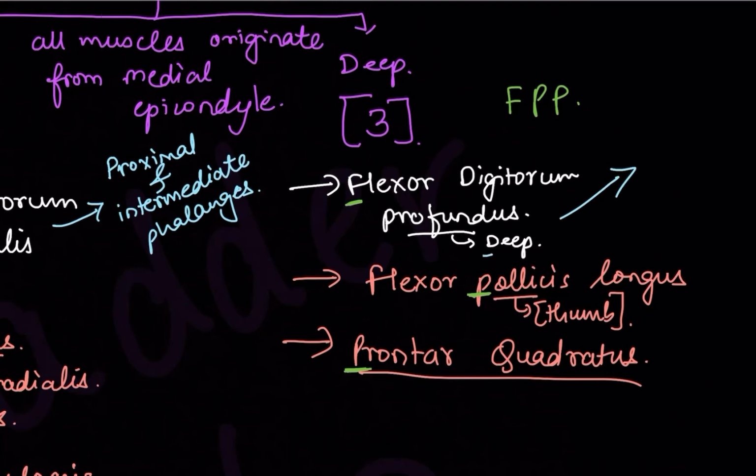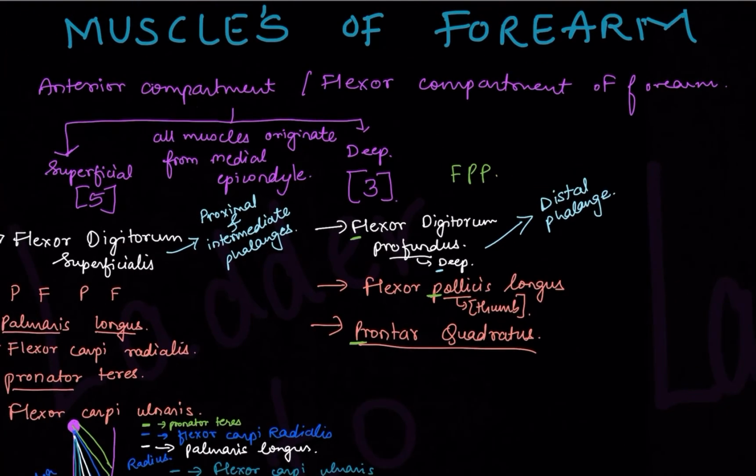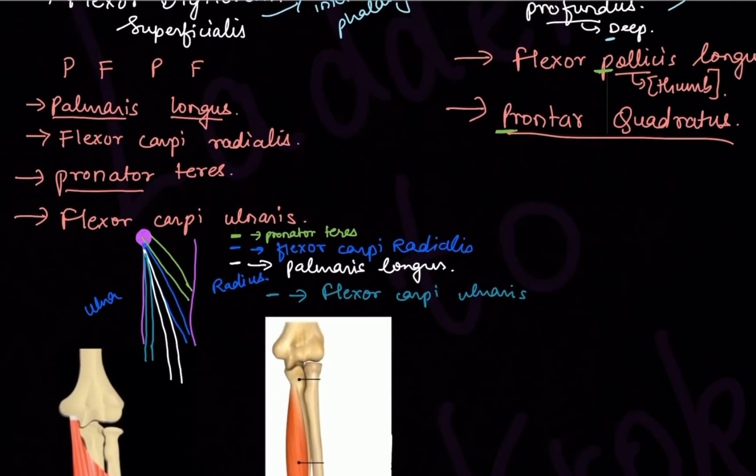Then deep, D for deep, D for distal. So it will innervate which phalange? Only the distal phalange. Now you have to remember this because they ask the question on the basis of which muscle will go till where. Okay, so you have to remember that flexor digitorum superficialis is going till the proximal and intermediate phalanx, and flexor digitorum profundus will go till the distal phalanx.